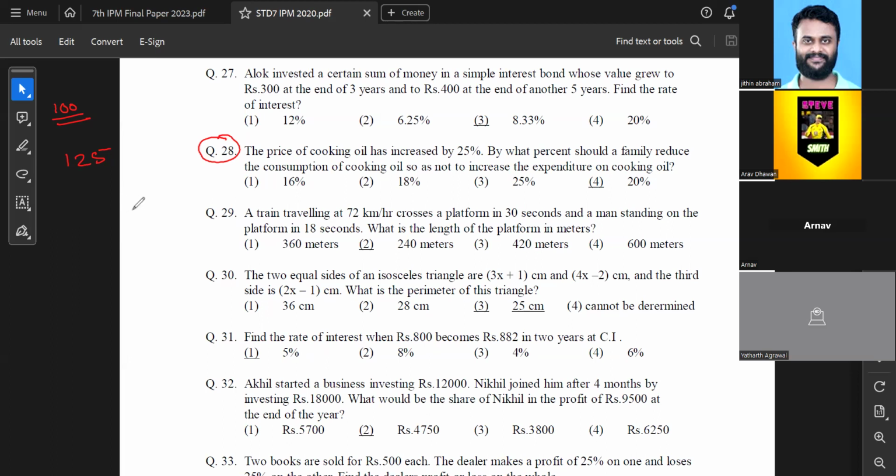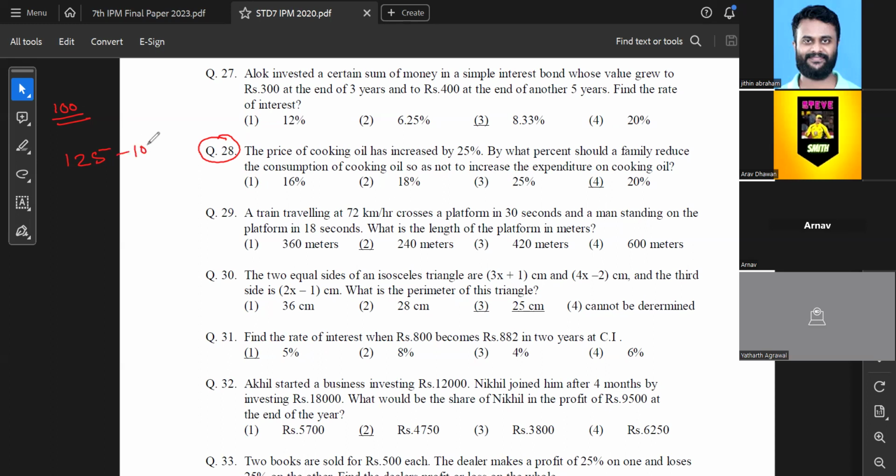What I was saying, 125. After the increment in price by 25%, this 100 becomes 125. As simple as that. But these people now don't want to spend any more money. They want to come back to 100. So by how much percent should they come back? So 125 has come back down. They want to bring it down to 100.